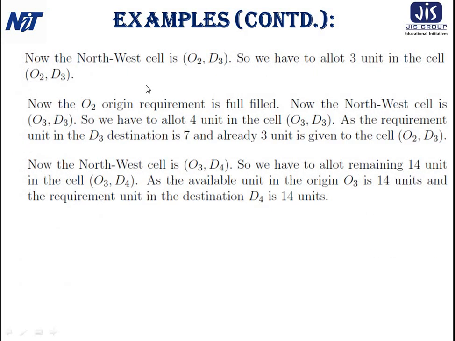Now in the next table the northwest cell will be O2 D3. So we have to allot 3 units in the cell O2 D3. Now the O2 origin requirement is fulfilled. So what is the next northwest corner cell? The next northwest corner cell will be O3 D3.